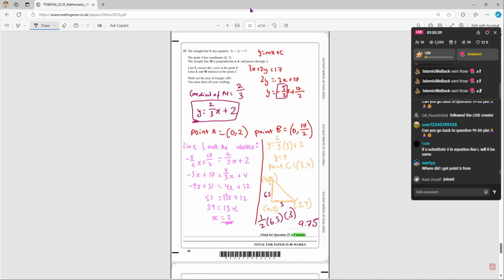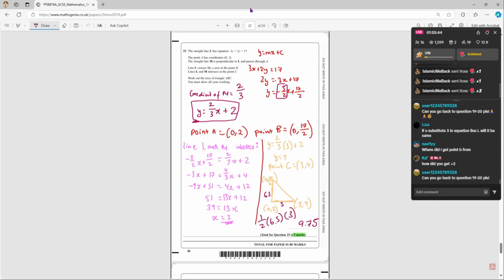Where did I get point B from? Point B is the y-intercept of line L. Okay?